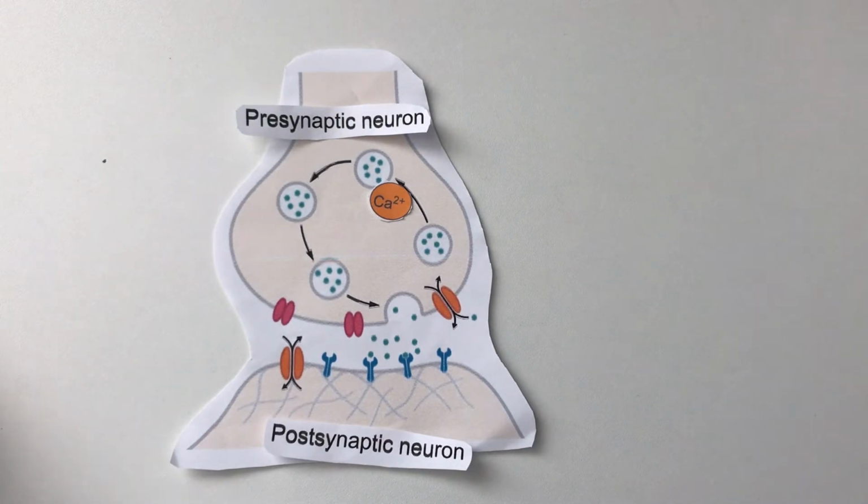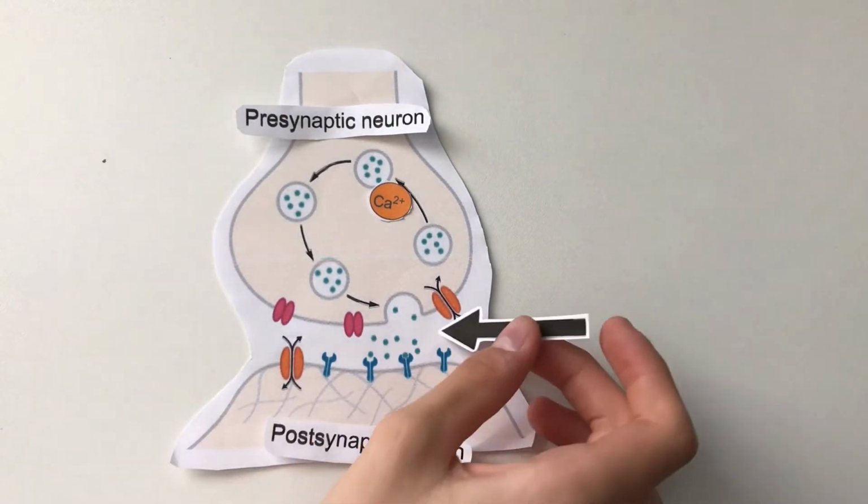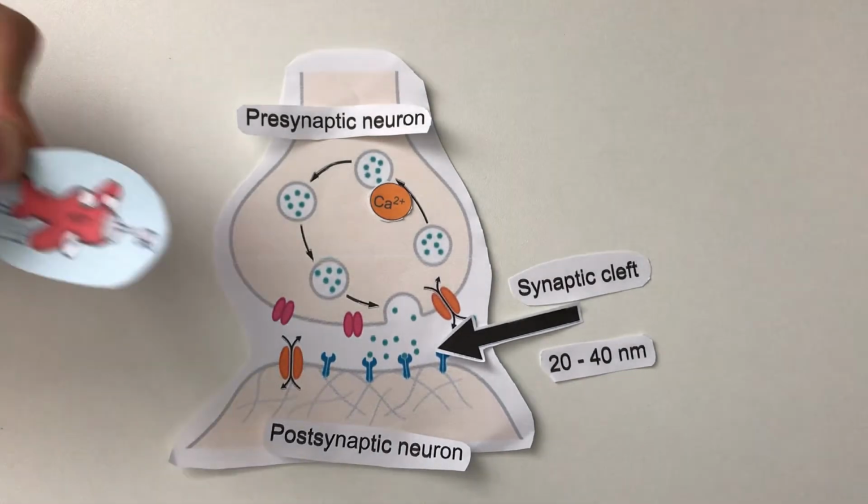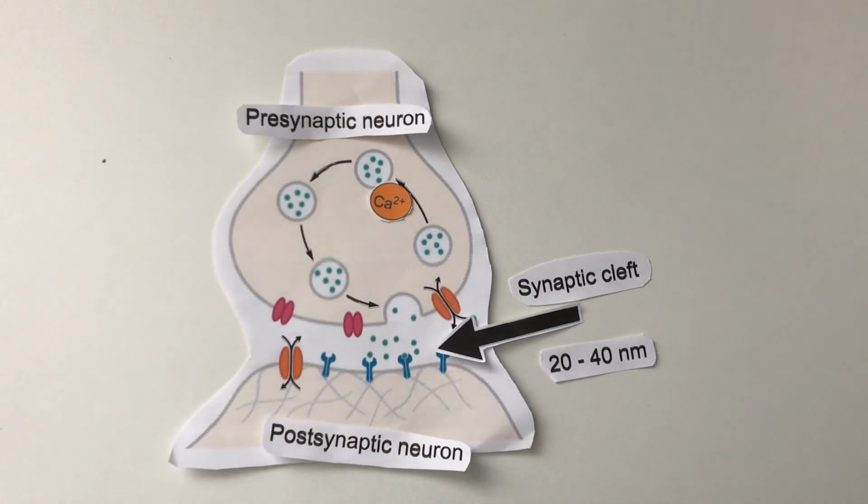The vesicle then merges to the membrane of the presynaptic terminal and releases its neurotransmitters into the synaptic cleft. The synaptic cleft is very small, about 20 to 40 nanometers wide, which is about 1/1000th the width of a human hair. This is because neurotransmitters have to traverse this gap by diffusion, which they do in 1/1,000,000th of a second.